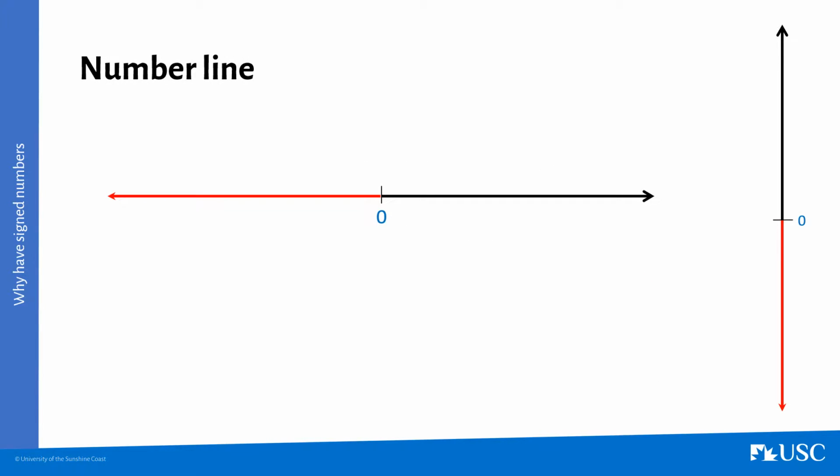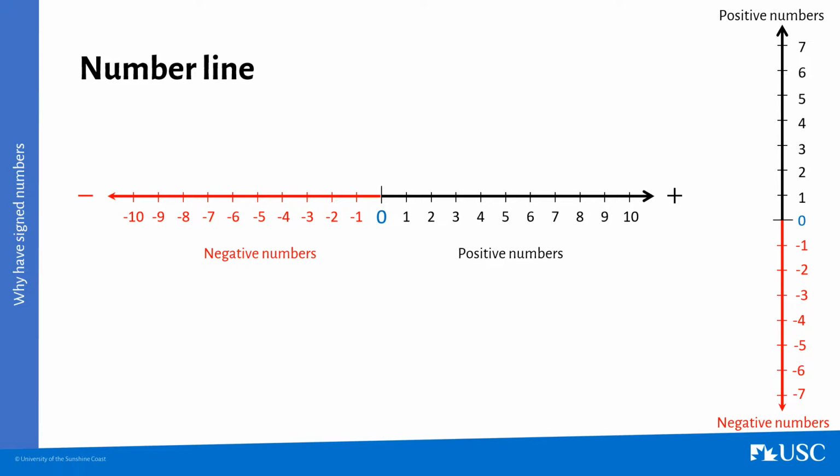We represent numbers on a number line. Positive numbers go up or to the right, and negative numbers go down or to the left. As we go up or to the right, the numbers are getting bigger. So therefore negative 9 is smaller than 2.